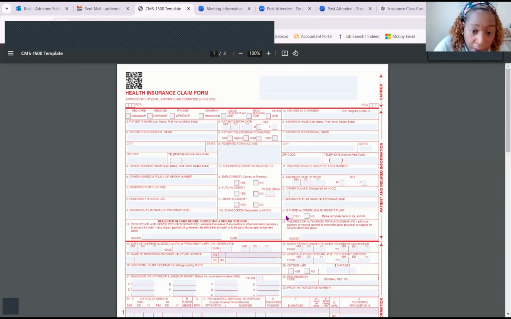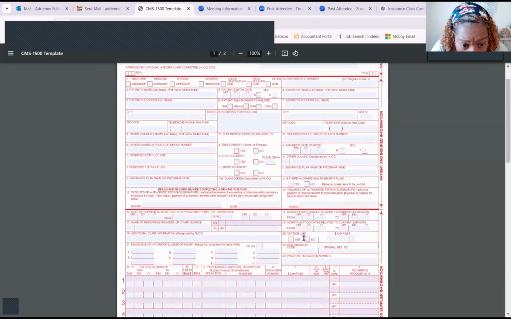The next thing you're going to want to pay attention to is, is there another health benefit plan? So if there's another payer source, you check yes. And then you'd also have to complete box 9, which is that other insured's name, and 9A and 9D. It'll tell you, go ahead and do 9A and 9D, all right?